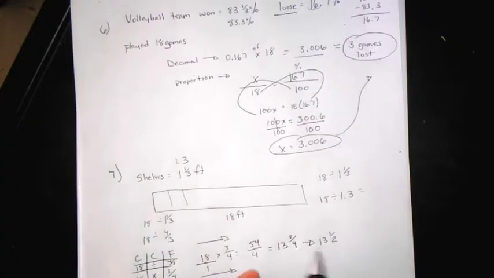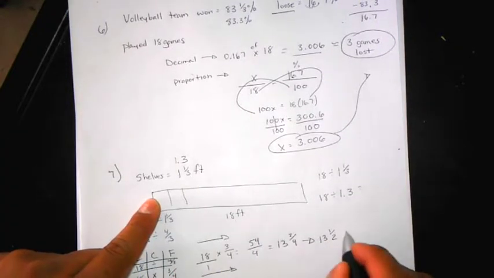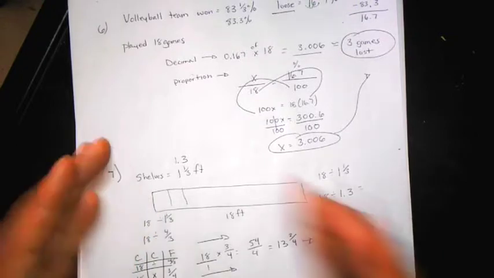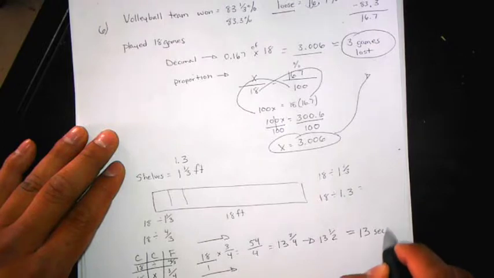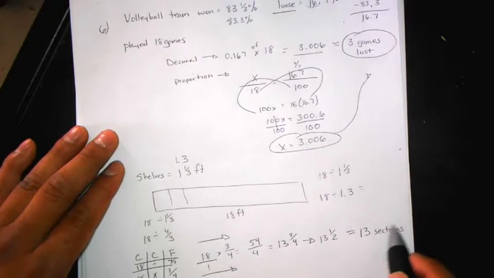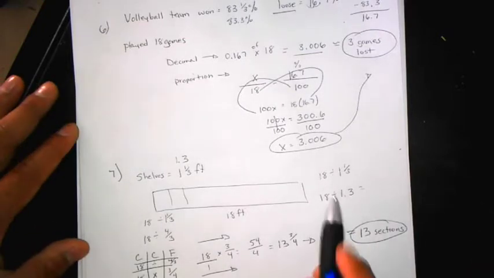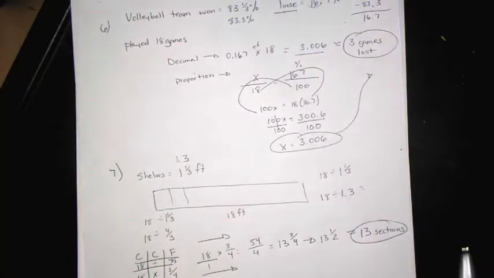Now, I want you to refer back to the question. It says, how many sections can he cut? So obviously, if I'm going to cut sections, I'm only going to be able to cut 13 sections. So my answer would be 13. If you want to check it by dividing with the decimal, you can do that. Thank you very much.